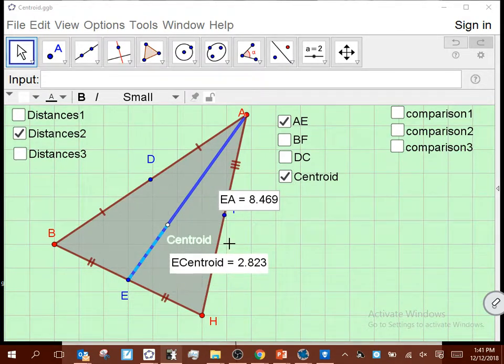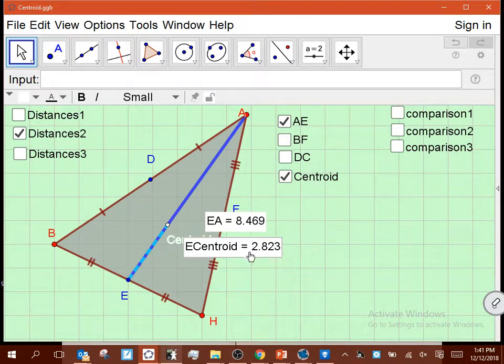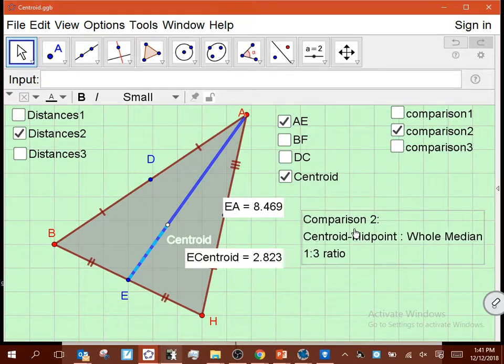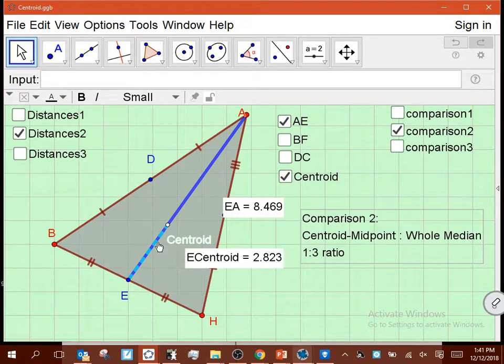If I look at these two numbers, now it's not a 1-to-2 relationship anymore. Any ideas on how much I have to magnify that number to get that one? Times 3. Okay. This one here needs to be enlarged 3 times to get the entire median. Or this one here needs to be divided by 3 to get this little distance here. Okay. So I believe I got another comparison too. Yes. This is a centroid to a midpoint, so it's that little dotted distance, compared to the whole median.